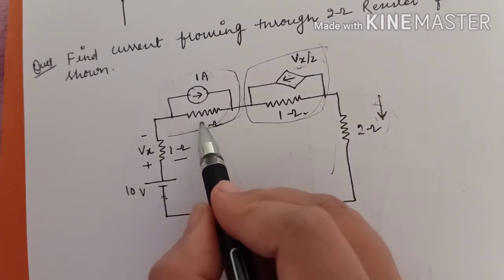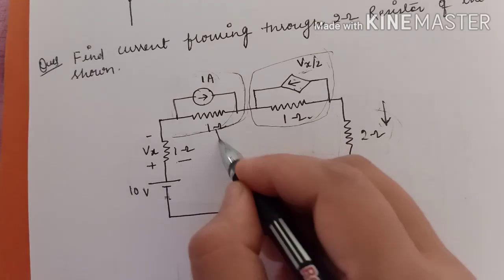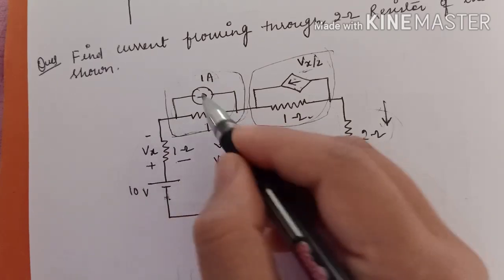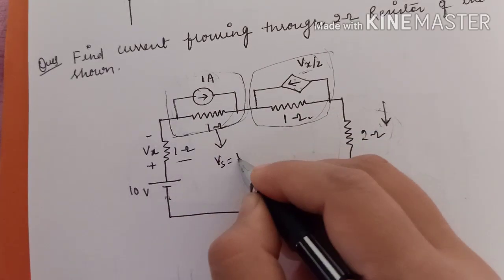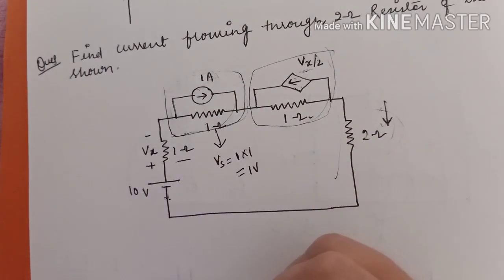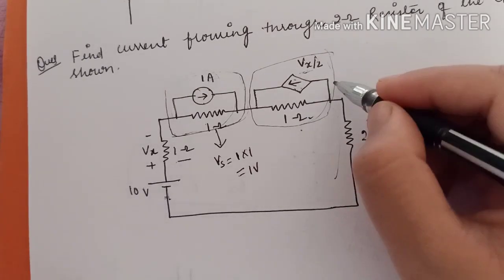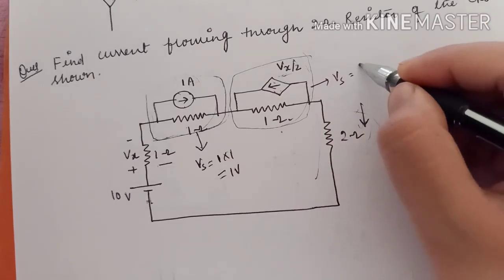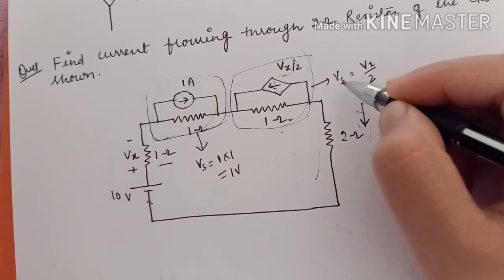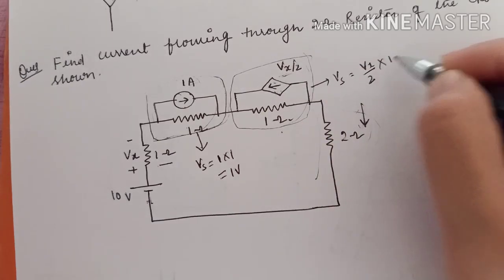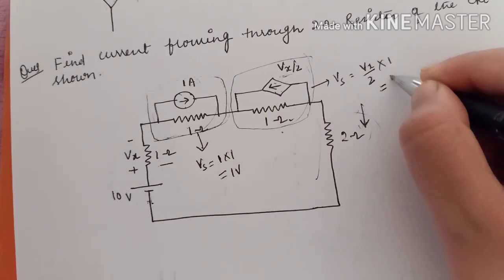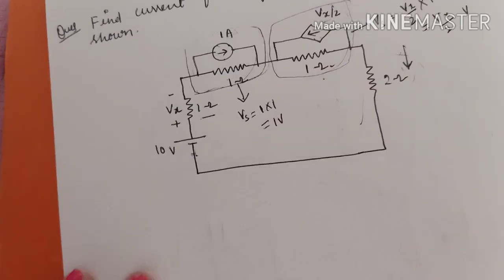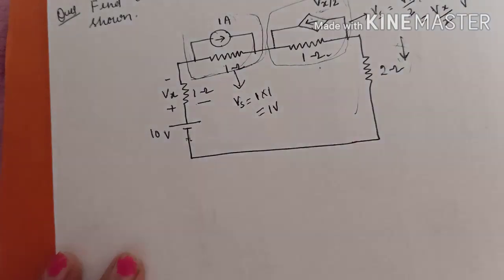So let's say for converting this into a voltage source, what will be the value of the voltage source? Converted voltage source, V equal to I into R, 1 into 1. So 1 volt will be the voltage value, and here what will be the voltage value for that converted source voltage? So Vx by 2 is the current, and the 1 ohm is the resistor value. So Vx by 2 volt will be the voltage. Clear? So now let's draw the simplified circuit here.